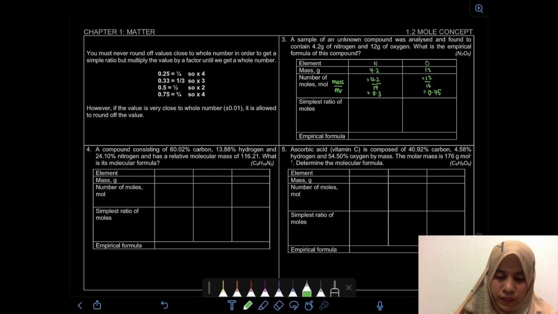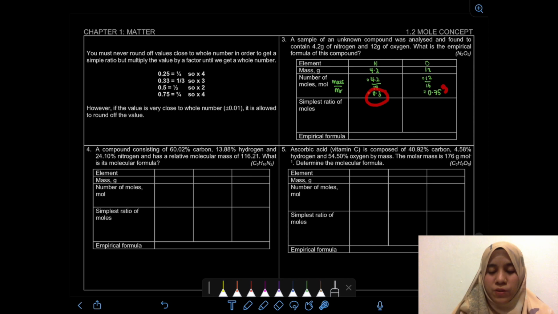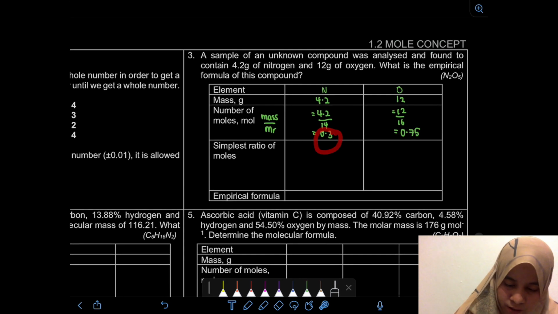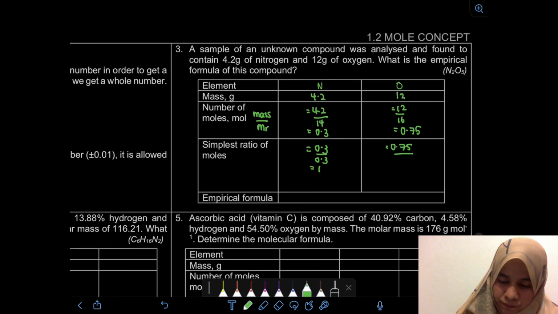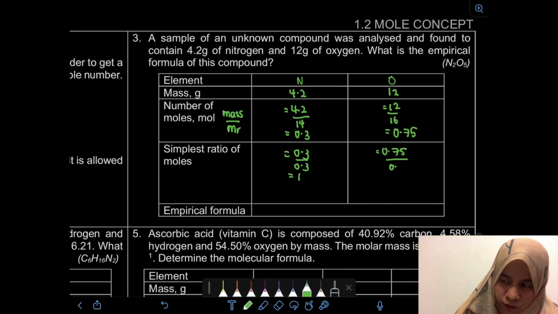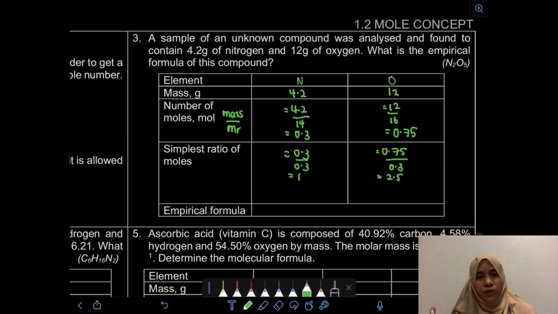So now, sekarang ni, we got our moles. So for the simplest ratio of mole, we're going to divide by the smallest number. So between these two, which one is our smallest number is 0.3. So kita bahagikan 0.3 divided by 0.3 is equal to 1. 0.75 divided by 0.3 is equal to 2.5. Okay, so how we going to round it off?